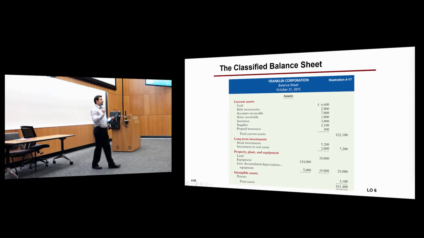Exactly. That's correct. So basically, it depends on the use. Is the company going to use a building to run their business operations? If the company is going to use it for their business operations, it will go under property, plant, and equipment. They are using it. If the company buys the building strictly so that they will sell it later on, they buy it as an investment, then it's an investment.